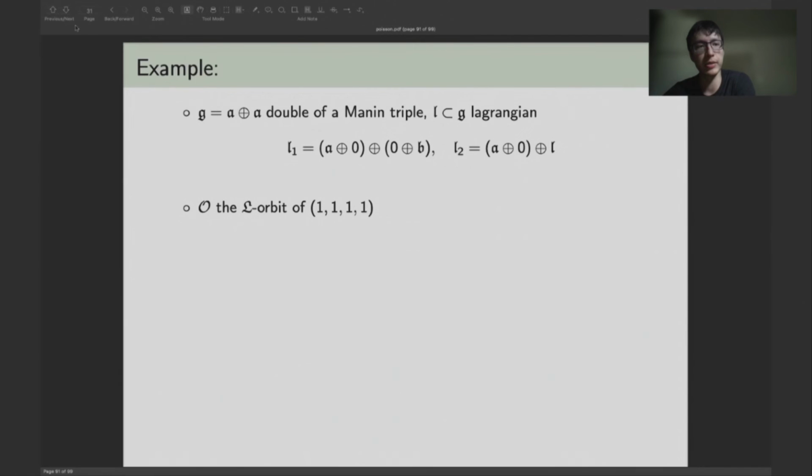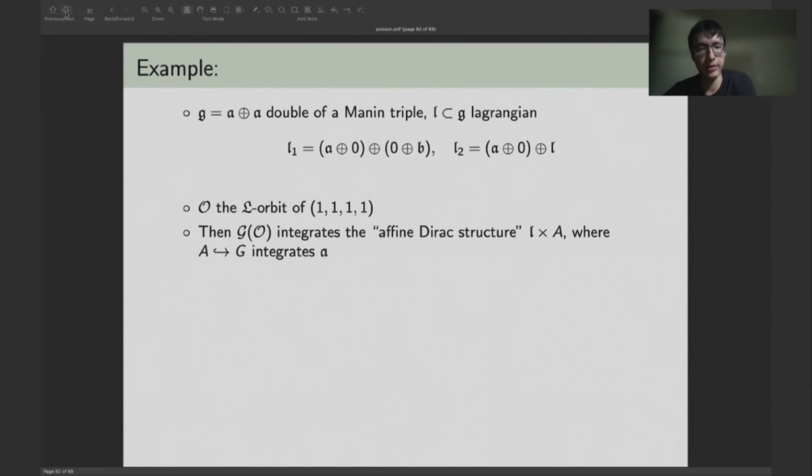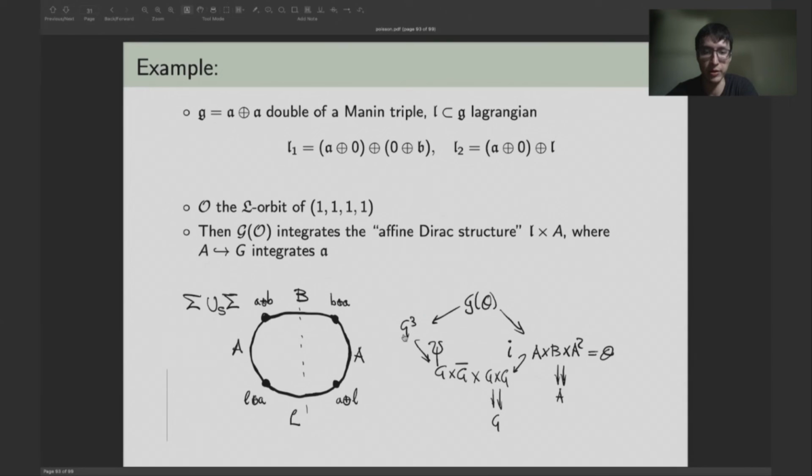It turns out that its orbit is given by a certain product of Lie groups. But what happens is that if we intersect this orbit with the moment map associated to the surface, what we get is again an integration of an affine Dirac structure. So here's the orbit of this element under this action. It is just A cross B cross the pair groupoid on A. The picture appears in several papers. You have a square in which we decorate two of the sides with the same groupoid, and in this case the other sides are not decorated with the same group, but they are different Lagrangian groups of the target.